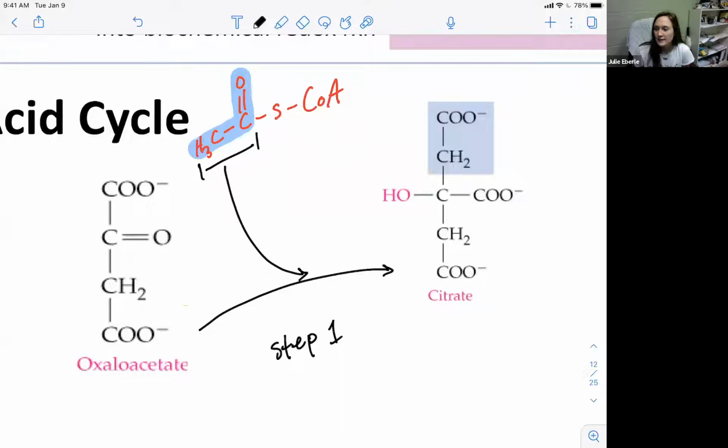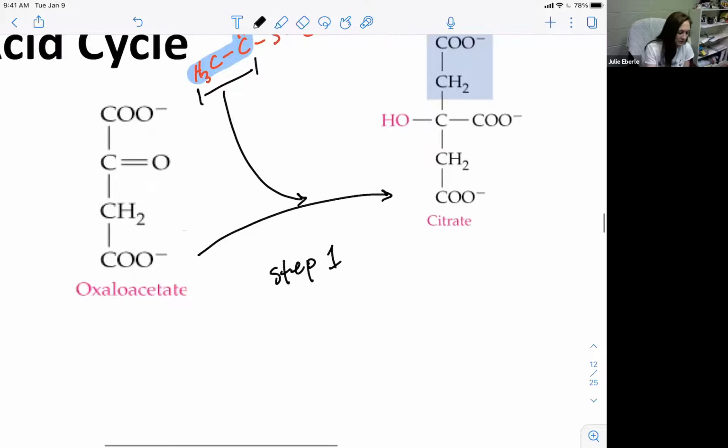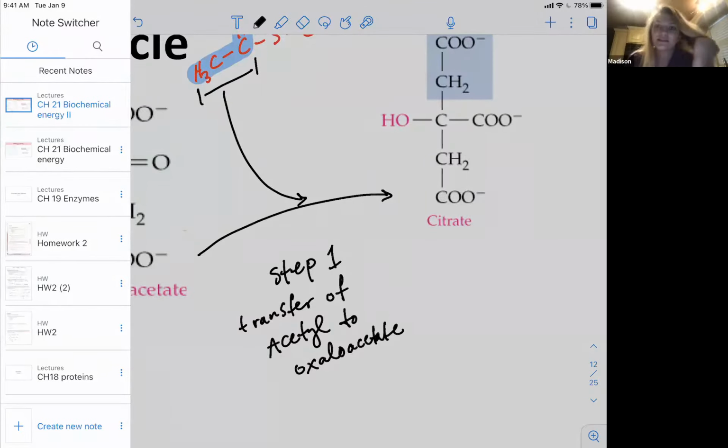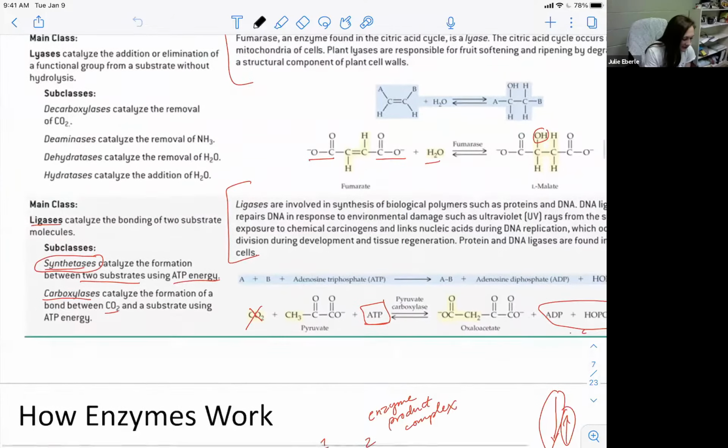Now, what do you guys think? What kind of enzyme would catalyze this step, the transfer of an acetyl group? That's step 1. If you wanted to describe step 1, what kind of enzyme would do that? Do you remember? What enzyme brings 2 things together and binds them together? Do y'all have your table? Is it a lyase?